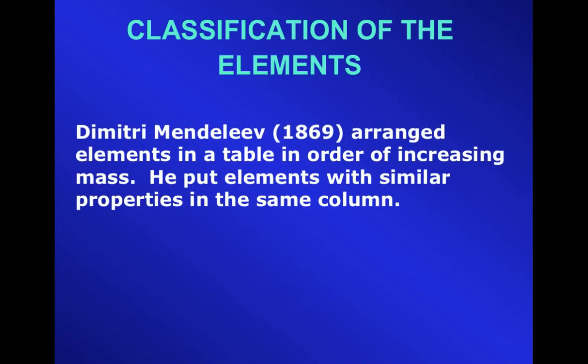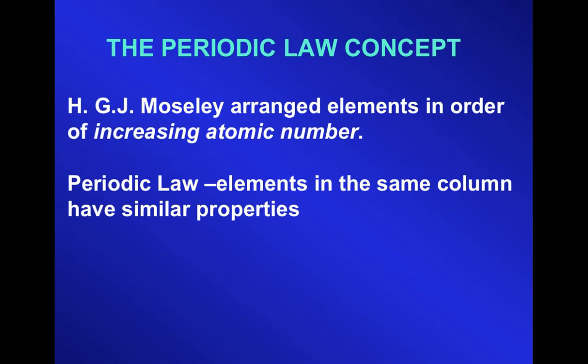Today we're going to look at the development of the periodic table. It started with a Russian scientist named Mendeleev who put the elements in order of increasing mass. And then he started noticing that there were some elements with similar behaviors, and so he put those in the same column. Later, Moseley decided to arrange the elements in order of increasing atomic number.